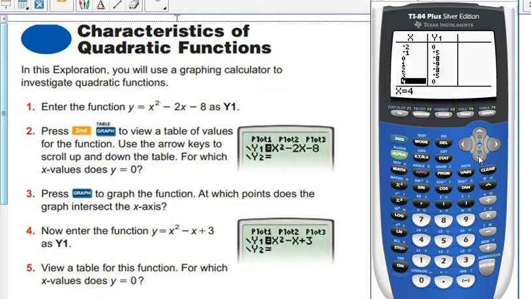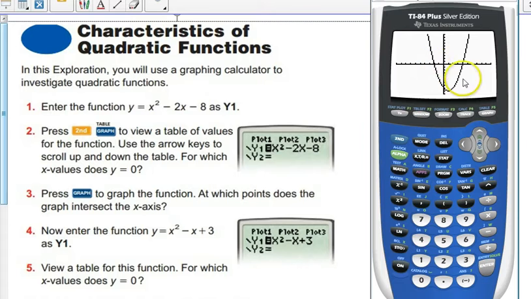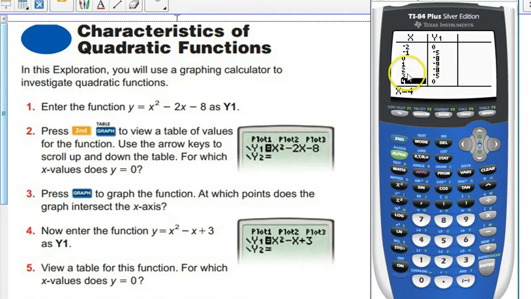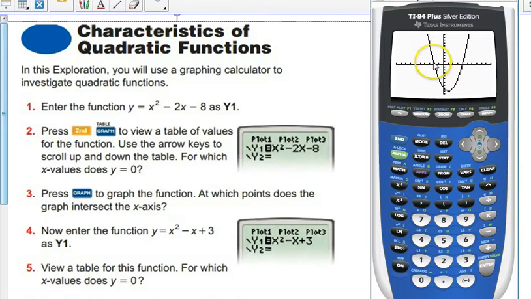I'm going to get them back in the window here. It asks me to press graph to graph the function, and then look at at which points the graph intersects the x-axis. So I hit graph, and here is my parabola, and notice that this is the x-axis, and the parabola hits the x-axis at negative 2 and at 4. And those are the same values that I found as x values in the table that gave me a y value of 0. So the x values that I plug in that give me a y value of 0 show up on the graph as x-intercepts right here.